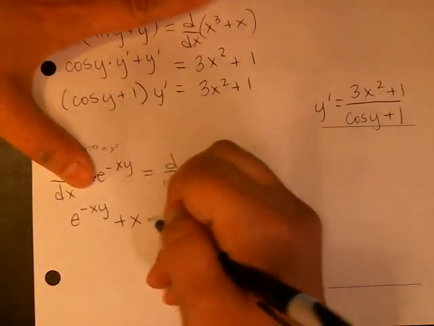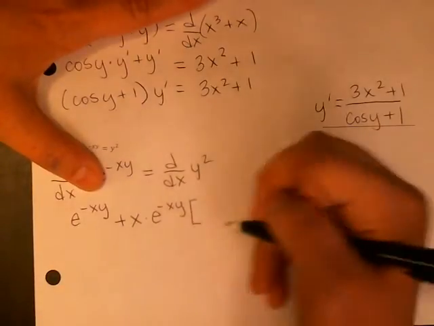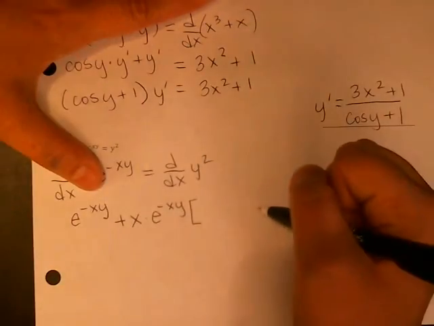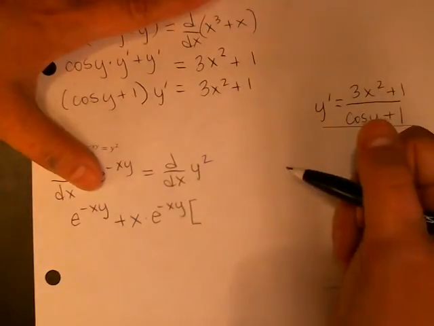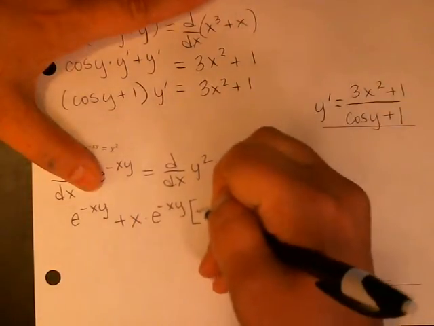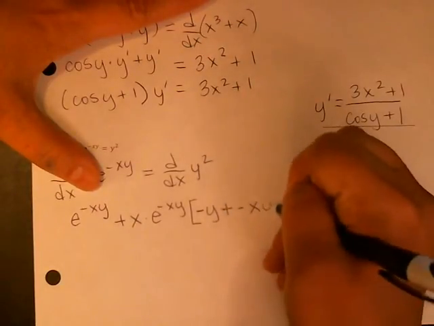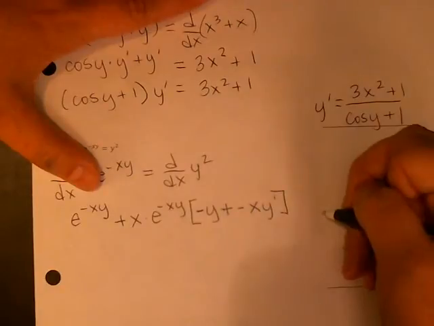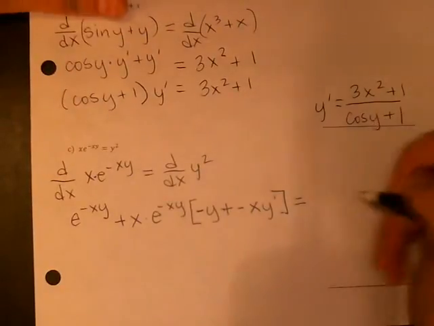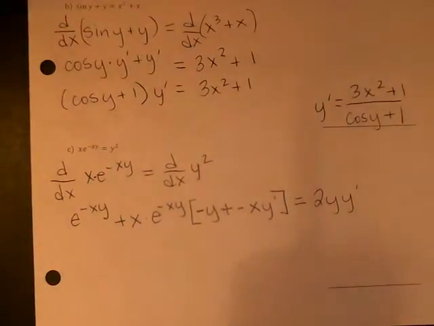So e to the stuff is its own derivative, but then there's a chain rule, and the chain rule is on a negative x times y, so we're actually chaining out a product rule. So we'll have y times the derivative of negative x, which is negative 1, plus negative x times the derivative of y, which is the y prime. And that's going to equal the derivative of y squared, which is 2y times y prime. Don't forget the chain.